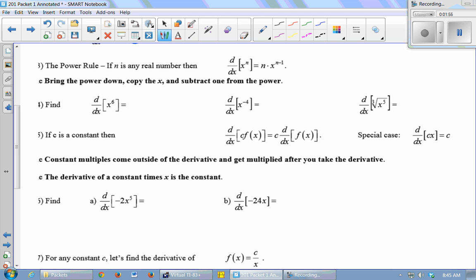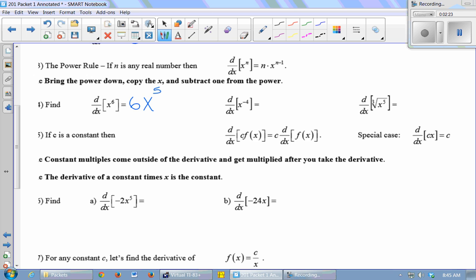Sure. We're going to get there. Yeah. What do you do if there are other terms in the brackets? That's one of the rules we're going to see today. Okay, so if I want to find d dx of x to the 6th, bring the 6 down in front of the x, copy the x, subtract 1 from the power, so 6 minus 1 is 5.